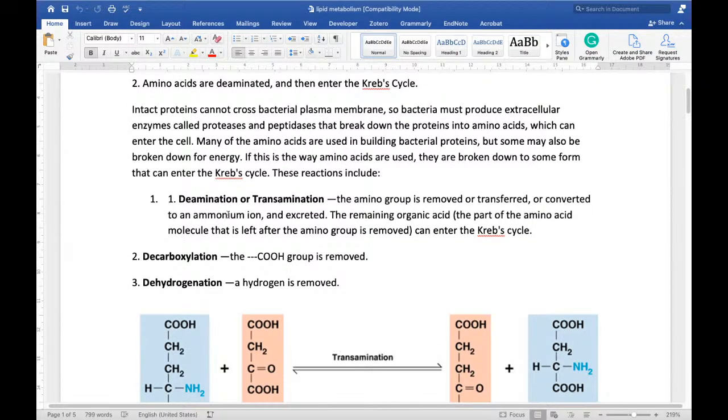First is deamination or transamination. In deamination or transamination, the amino group is removed, transferred or converted to ammonium ion and then excreted, and the remaining organic acid can enter the Krebs cycle. Then comes decarboxylation, where a carboxylic group is removed, and dehydrogenation, where a hydrogen is removed.